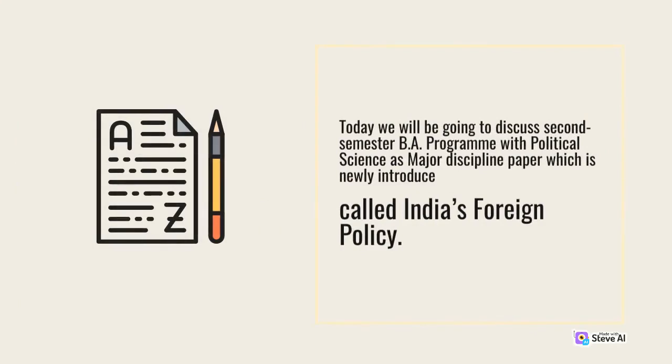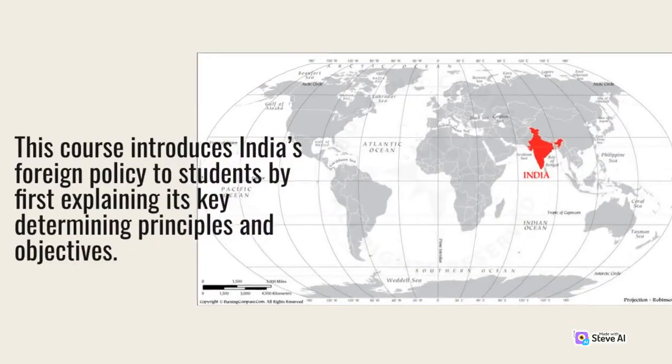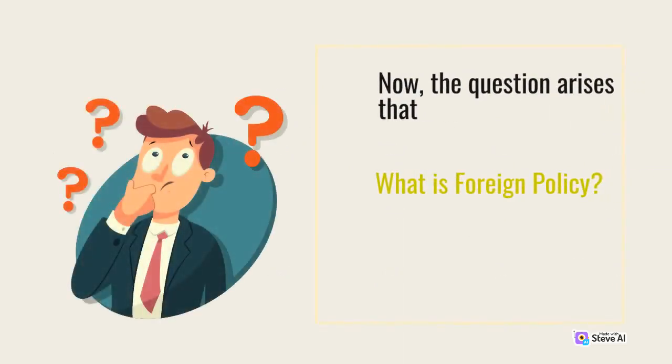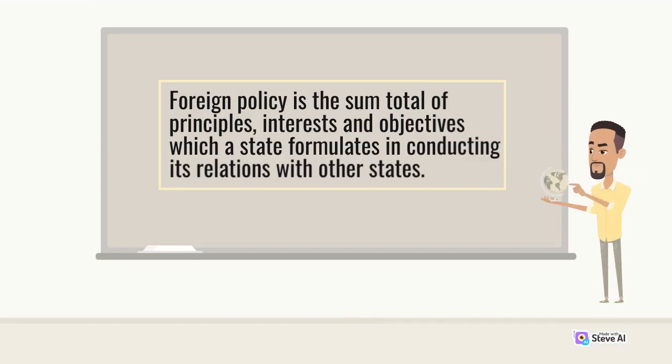Today we will discuss the second semester BA program with Political Science as major discipline paper, which is newly introduced, called India's Foreign Policy. This course introduces India's foreign policy to students by first explaining its key determining principles and objectives. Now, the question arises: what is foreign policy? Foreign policy is the sum total of principles, interests and objectives which a state formulates in conducting its relations with other states.